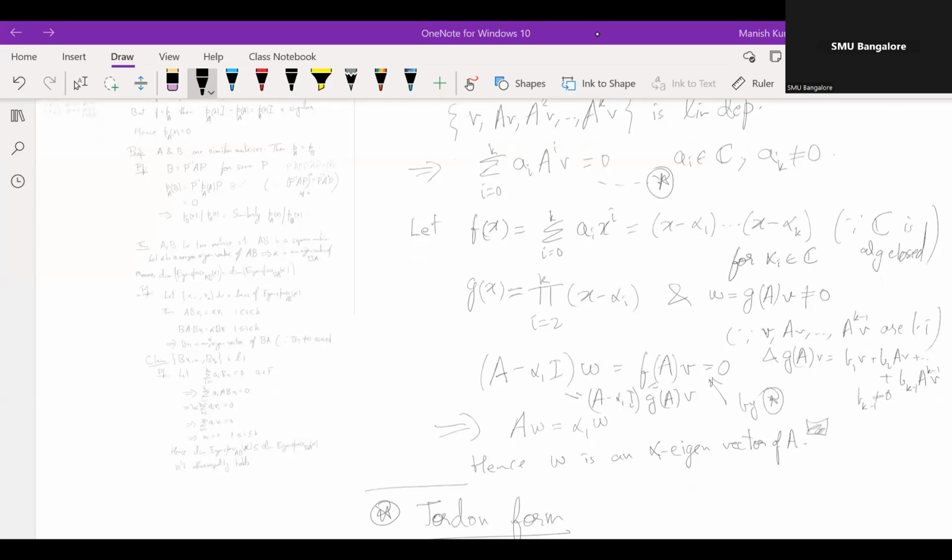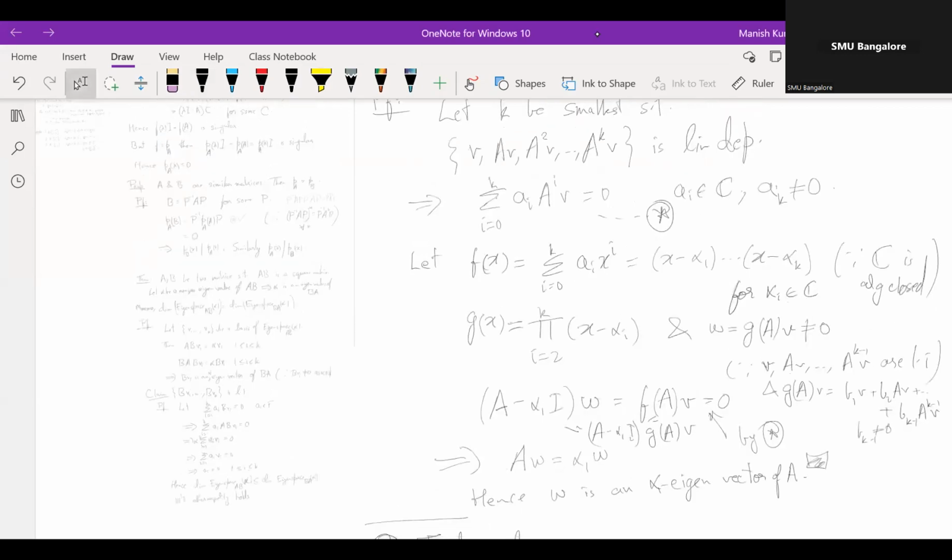So you consider this polynomial f of x is the sum of a_i times x to the power i, where the a_i's are these entries. a_i is the coefficient of x to the power i. If you look at this, this is a polynomial of degree k because a_k is non-zero. If you want to visualize it, it is a_k x^k plus a_{k-1} x^{k-1}, written like a usual polynomial, plus a_0. So a_k is non-zero, and it's a degree k polynomial.